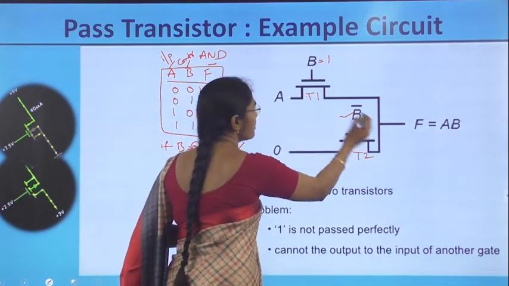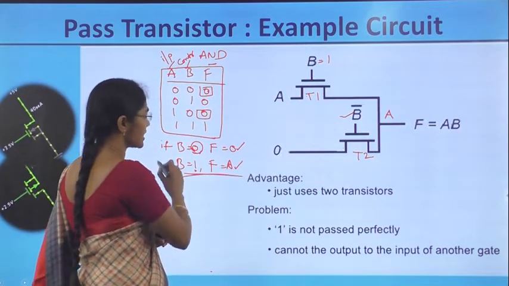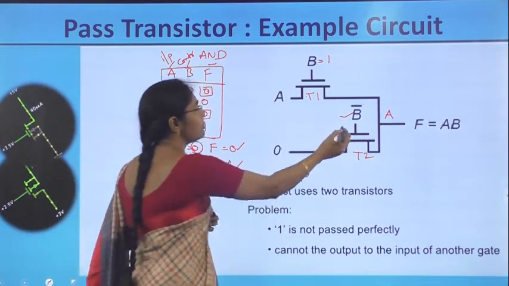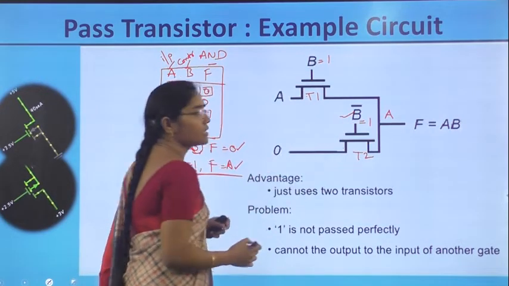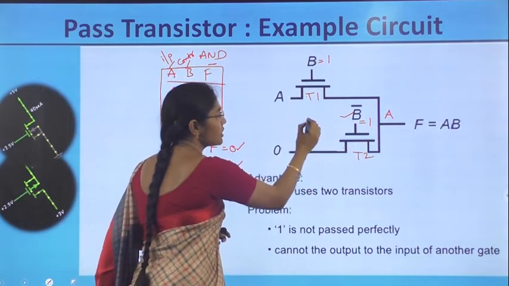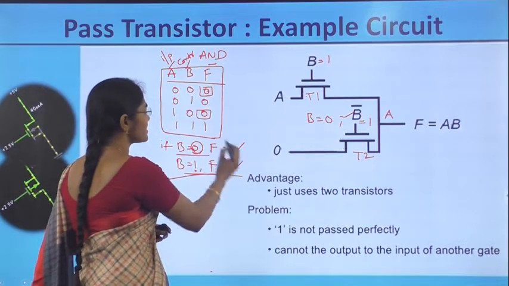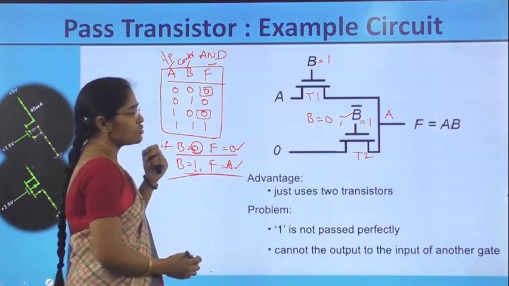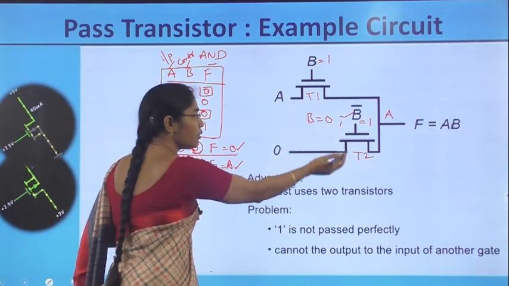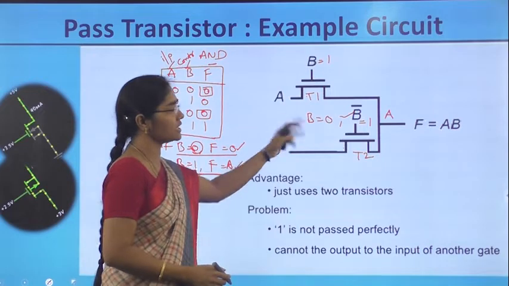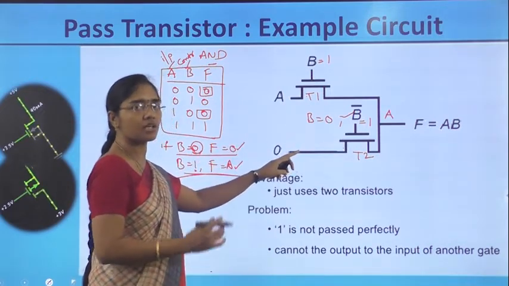So T1 is on means it passes A. So that is, this function is satisfied. Next, if B is equal to 0, that is nothing but B bar is equal to 1, then T2 is switched on. Therefore, 0 is passed to the F. So it satisfies this function. So this AND gate truth table can be achieved with the help of the pass transistors connection in this fashion. Means with the help of 2 transistors we are going to construct the AND gate.